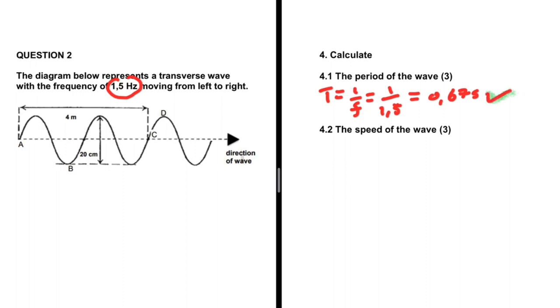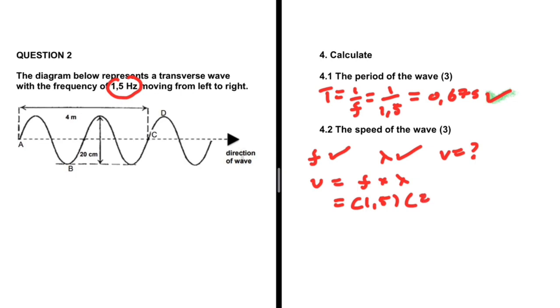We have our period. What about the speed? Now we need the speed of the wave. We have the frequency, 1.5 hertz. We have the wavelength, 2 meters. We are looking for the speed. This is pretty much straightforward. The speed is the frequency multiplied by the wavelength. The frequency is 1.5 and the wavelength is 2 meters. This should give us 3 meters per second.